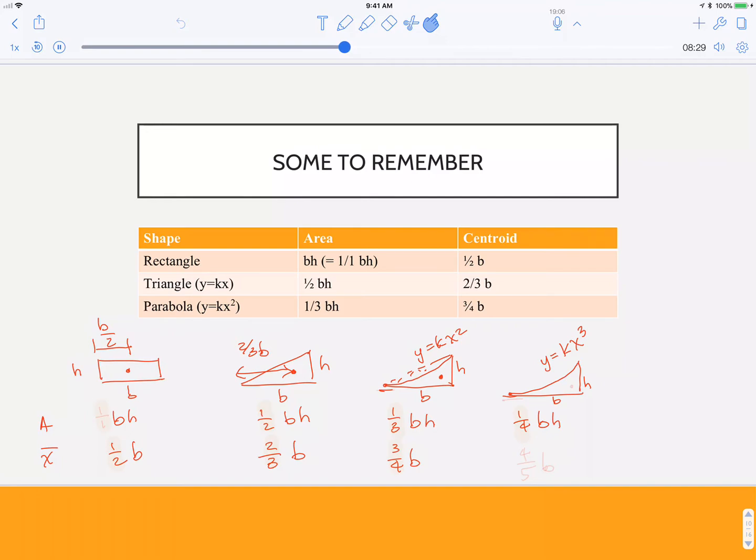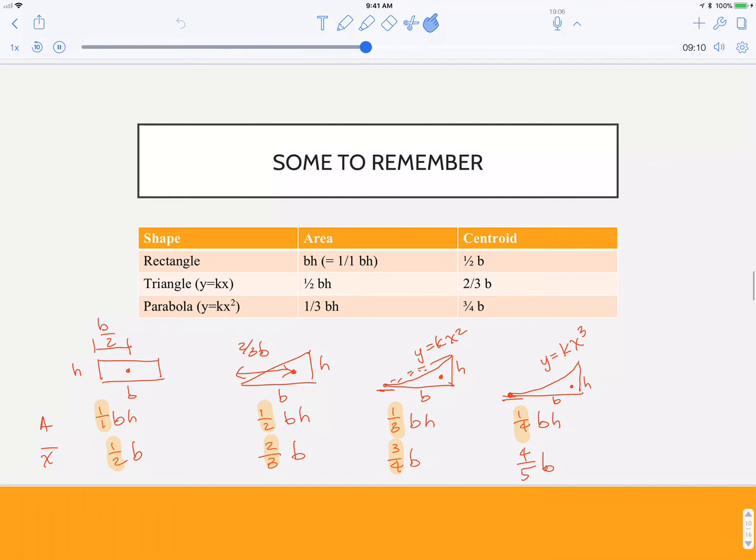See that? Think of this for the rectangle. That's 1 over 1. The area for triangles, 1 over 2. The parabola, 1 over 3. And the cubic, 1 over 4. There's a similar progression for the centroid. For the rectangle, 1 over 2. Triangle, 2 over 3. Parabola, 3 over 4. And not surprisingly, the centroid for this cubic is 4 over 5 b. And again, both the parabola and the cubic only work if at the origin the slope is 0.